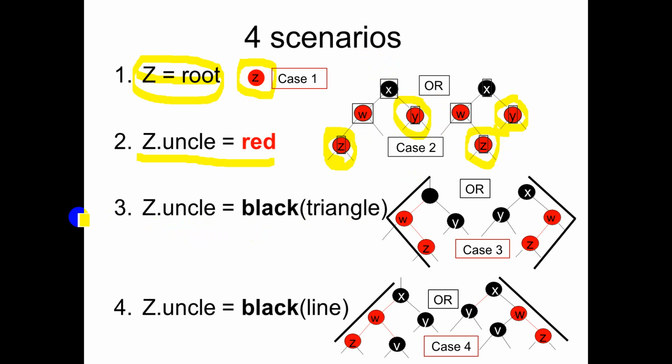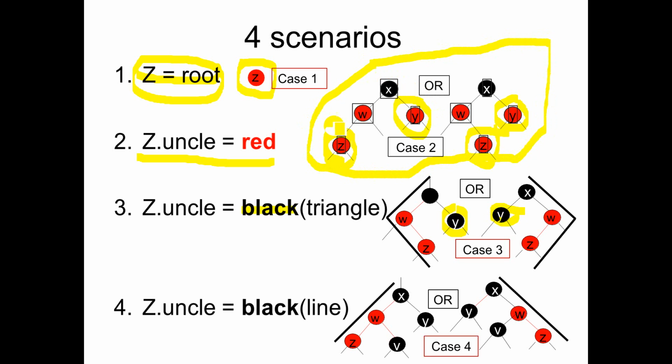Now you can look at case 3. Uncle is black. You can see here also uncle is black. Here we have two different scenarios, but for these two scenarios we have similar solution strategies, so they are together. You can see that they form a triangle like this, an angle triangle. Okay, this one, this one, this. So one more scenario.